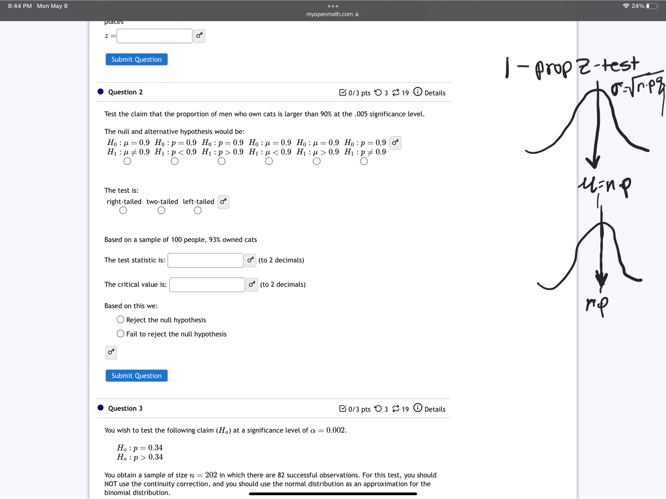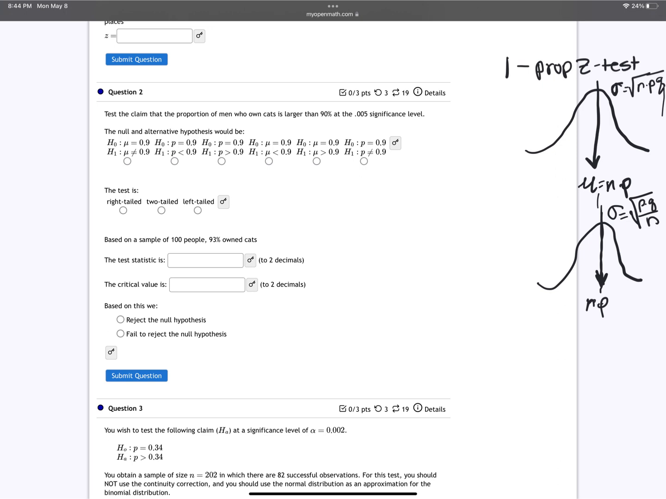And then this is the sampling standard deviation. It's going to be the square root of p times q divided by n. That's our standard estimate of the error. So let's just work through this problem nice and slow and see how we're going.